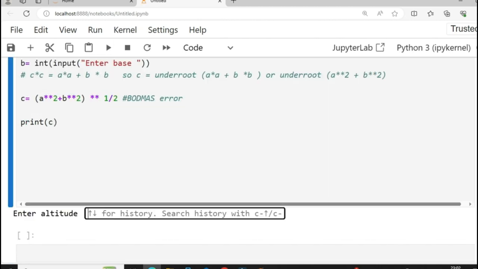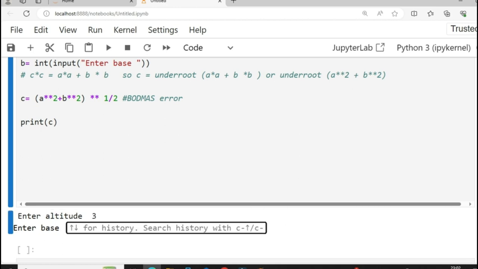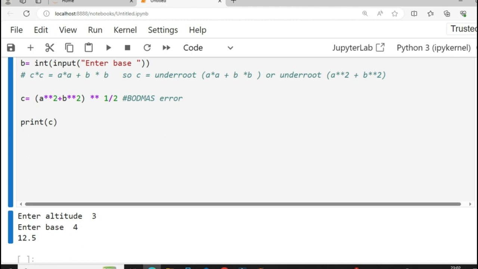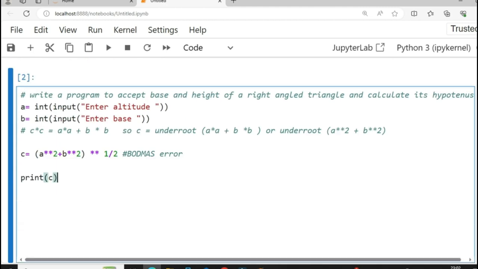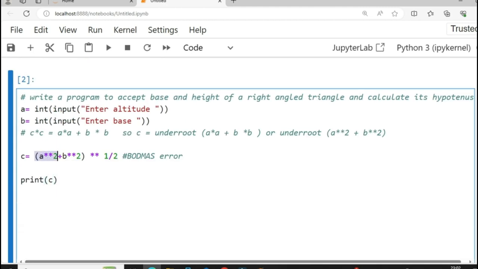So I am entering the altitude as 3, then base 4, and 3 square plus 4 square will make 25, that is 9 plus 16, and under root will become 5, but we are getting answer 12.5. Why is it so? Because we have written to the power 1 by 2, and in BEDMAS the exponent will happen before division, so 1 by 2 will not be processed first. The whole will be taken as power 1, that means a square plus b square to the power 1 whole divided by 2 it is becoming. So that's why we are getting 25 divided by 2 is 12.5.